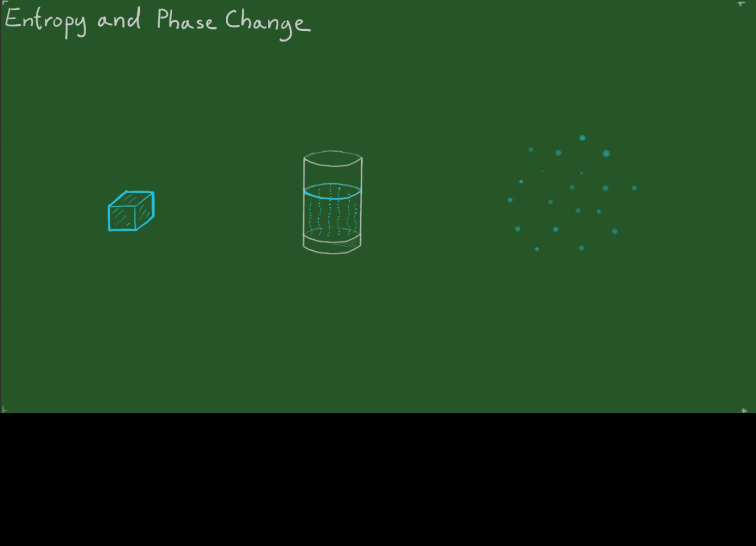I'm going to talk about what happens to the entropy of a system as that system undergoes a phase change. Here I have drawn a solid, a liquid, and a gas. And I'm going to assume that in each drawing I'm dealing with the same substance, say water. And I'm going to assume that in each case I have the same amount of water, so the same number of molecules. Let's look at what happens at a molecular level.